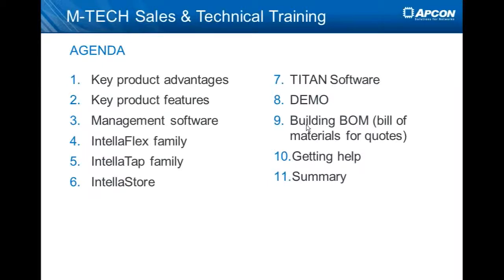After that, we'll go over the process for building a bill of materials, including how to understand our part numbering and things you need to think about when you're preparing a deployment. And then finally, we'll review how to get help with technical issues, how to get resources that are available to partners, and then a summary.